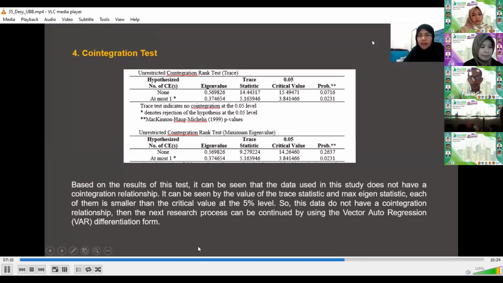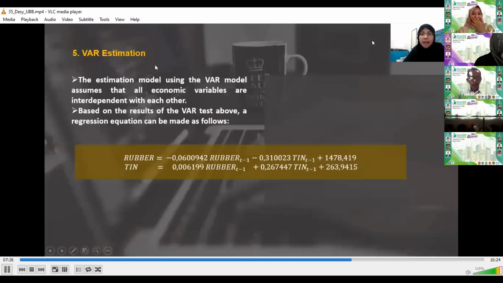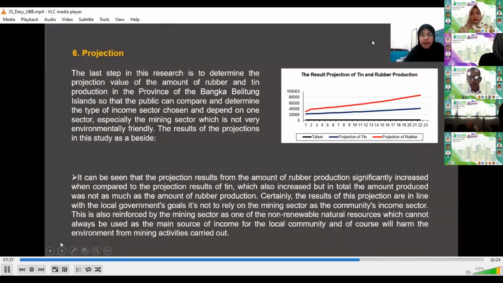If the data doesn't have a co-integration relationship, we can continue with the VAR in differenced form, or vector autoregression. Now, this is the VAR estimation. This is the equation of rubber and this is the equation of tin. And the last step is the projection.